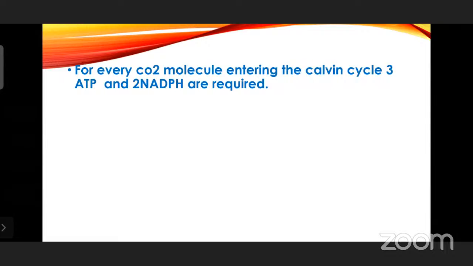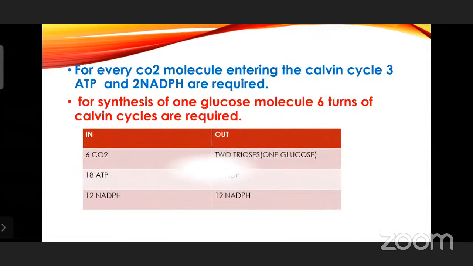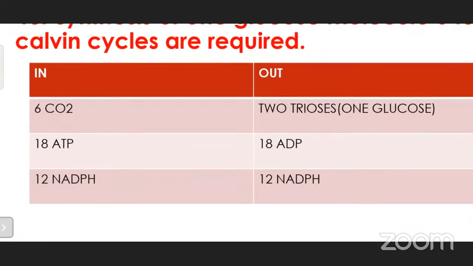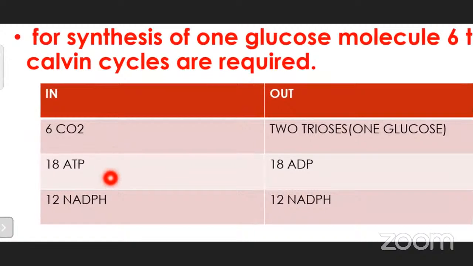And here remember, for every carbon dioxide molecule entering the Calvin cycle, 3 ATPs and 2 NADPH are required. For every Calvin cycle, 3 ATPs, 2 NADPH. For synthesis of one glucose molecule, 6 turns of Calvin cycle are required. So this is the in and out chart, where you can see 6 molecules of carbon dioxide, 18 ATPs, 12 NADPH. These are getting utilized, and when this is happening, glucose formation will be taking place, as well as RuBP regeneration.